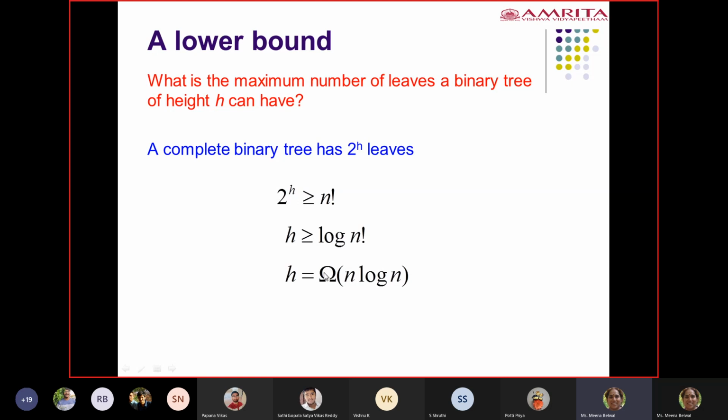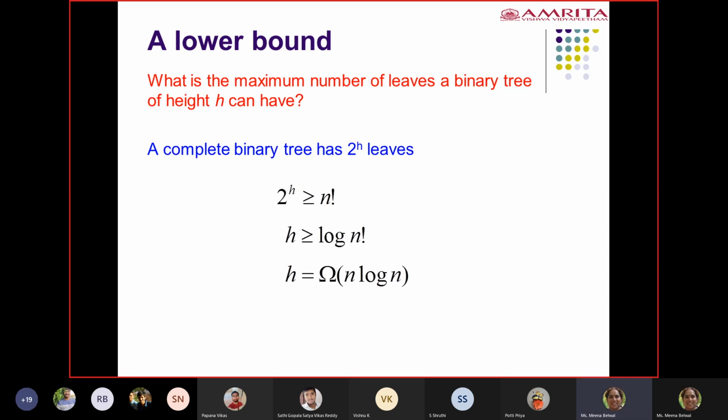Just forget this omega for some time. What we are saying is h is greater than or equal to n log n. So if I replace n factorial as n into n minus 1, and I get a term with n to the power of n, and I ignore everything else, I say that h is greater than or equal to n log n. So what it tells me is that the minimum value of h is n log n, right? The minimum value of h is n log n. h can be more than n log n.